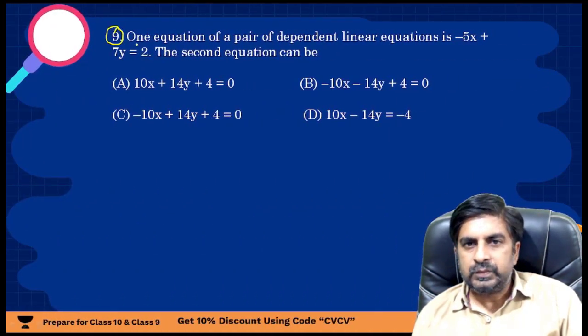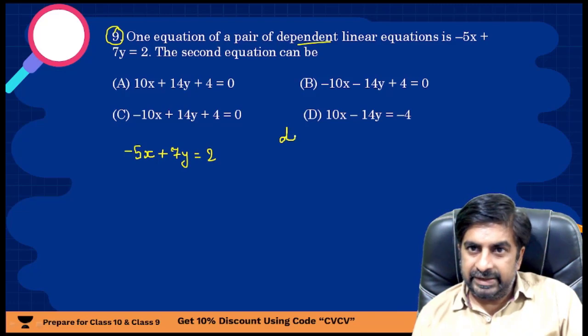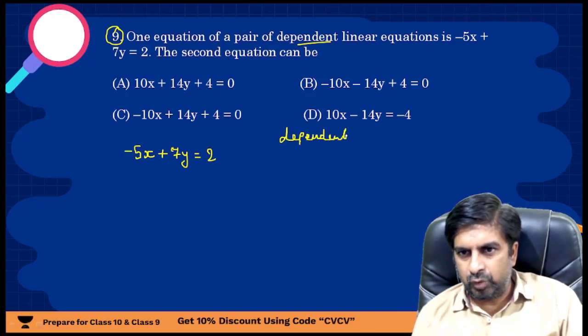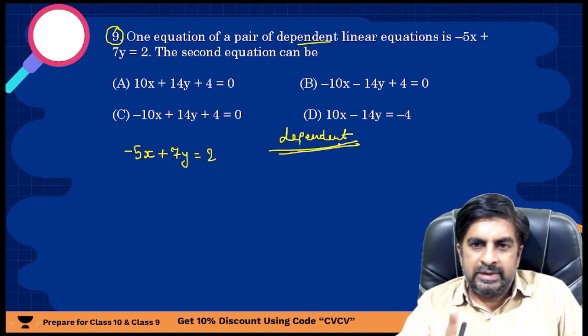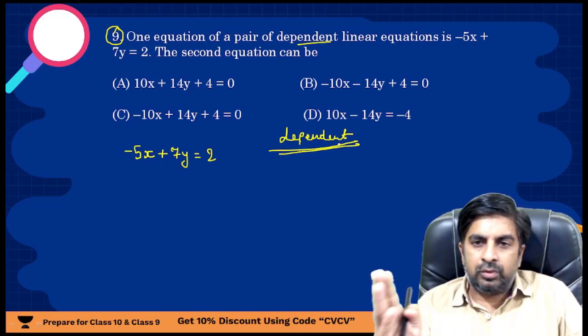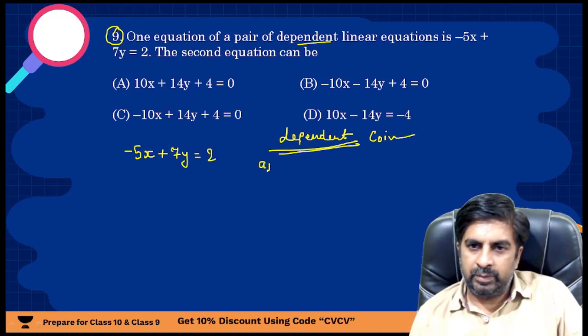Question number 9. One equation of a pair of dependent linear equations is minus 5x plus 7y equals 2. Dependent linear. Dependent means what? Which condition will come in dependent? Let me tell you. When you have intersecting lines, one solution, that is consistent. Coincident lines, infinite solutions, that is also consistent, plus that is dependent also. So here we should get coincident lines, and the condition will be a1 upon a2 equals b1 upon b2 equals c1 upon c2. All these three should be equal.